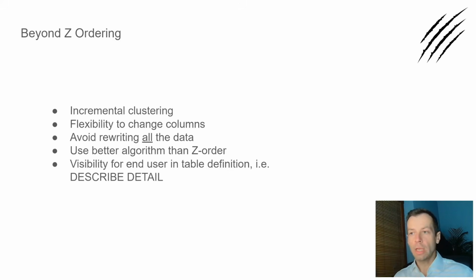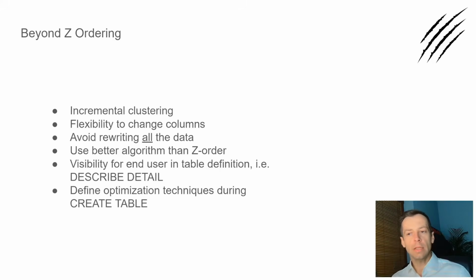For example, with Z order we saw that the only way to check on which column Z order has been applied was to go through the table history. It would be fantastic if the user could check it easily by himself, for instance by running describe detail, and it would be really nice if we could apply this optimization technique in a similar way to partitioning, during the table definition. With Z order we didn't have that possibility. And let's start by talking about the algorithm.